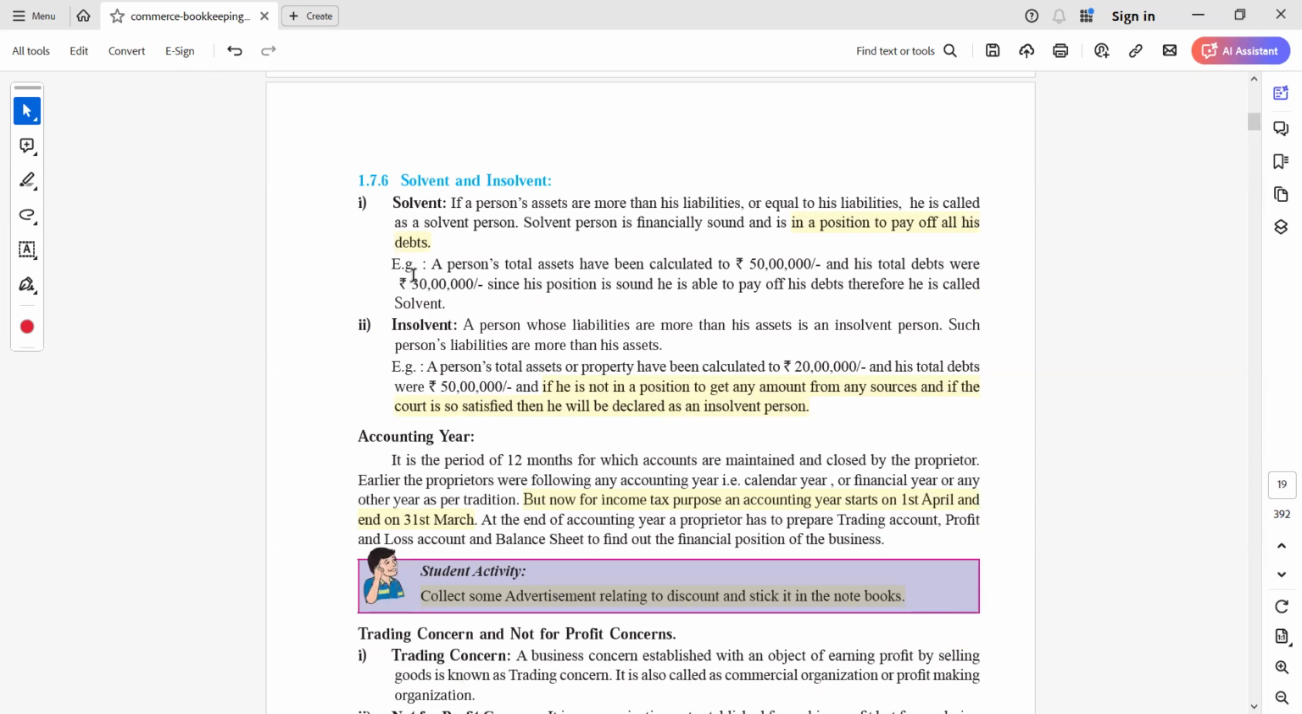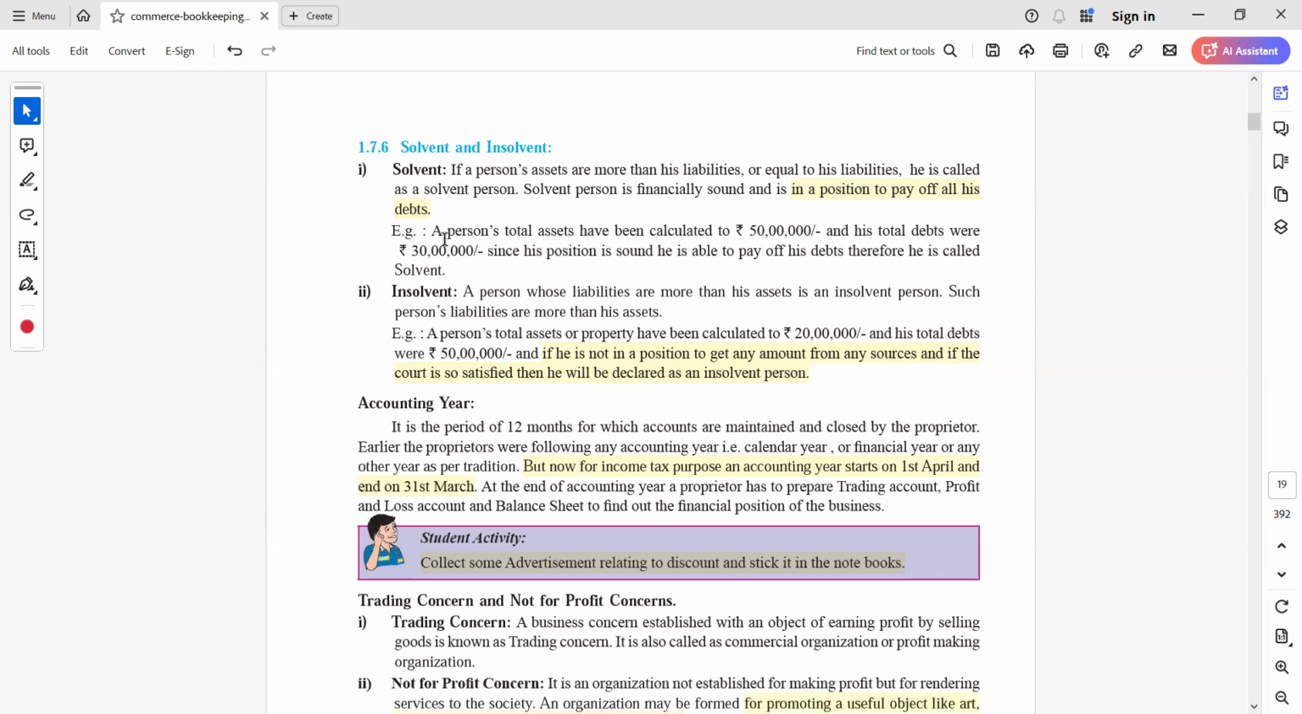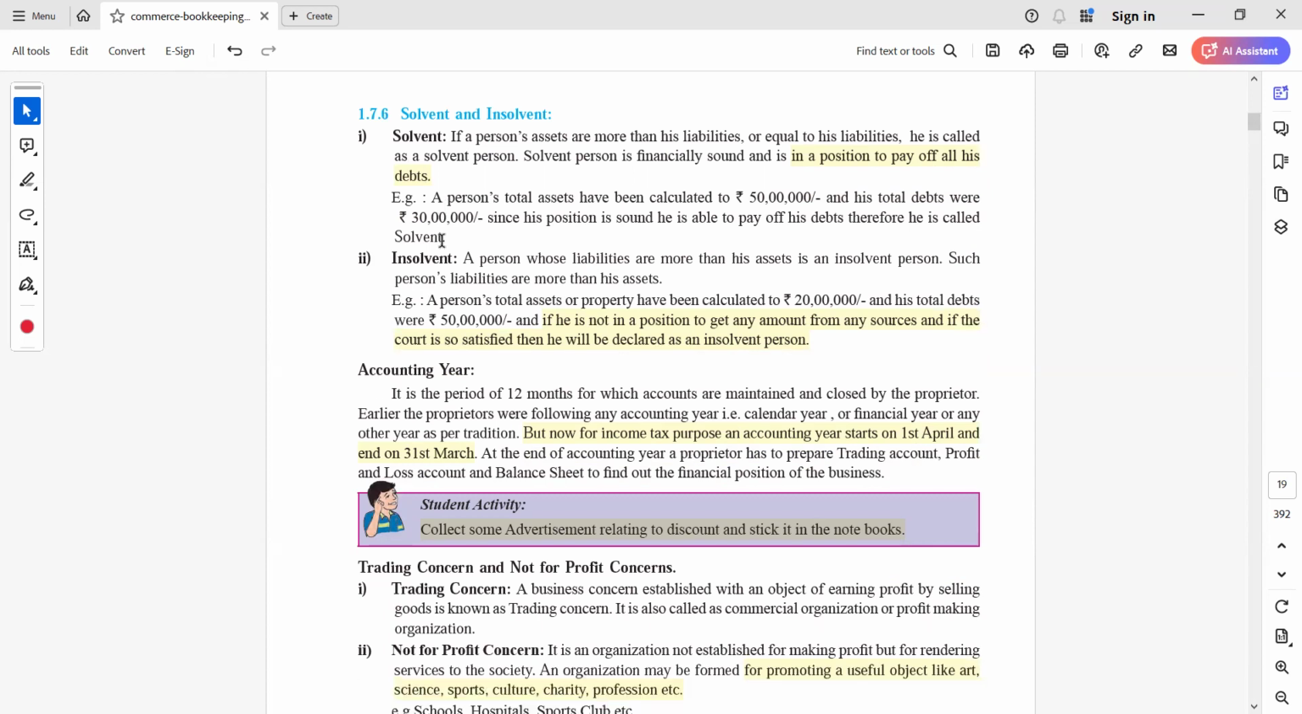So normally we are all solvent, right? In a business scenario as well, when your asset values are more than your liabilities, or you are capable of paying all your liabilities, in that case you are called solvent. Many times we hear that a person is declared insolvent. These are the cases where he is unable to pay his debts. We know this.